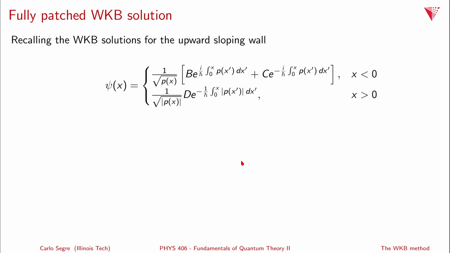Now, if you recall the solution for the upward sloping wall that we wrote down initially, for x less than 0, this is a WKB solution, we have 1 over the square root of p of x, b e to the i over h bar, integral from 0 to x, p of x prime dx prime, plus c e to the minus i over h bar, integral from 0 to x, p of x prime dx prime. For x greater than 0, we have 1 over the square root of absolute value of p of x, d e to the minus 1 over h bar, integral from 0 to x of absolute value of p of x prime dx prime.